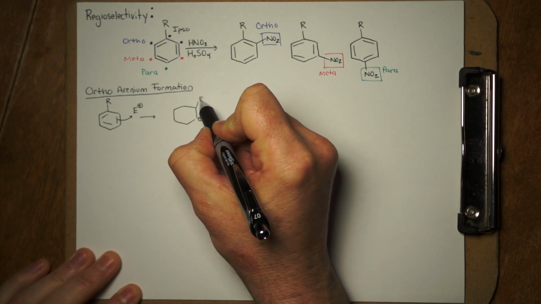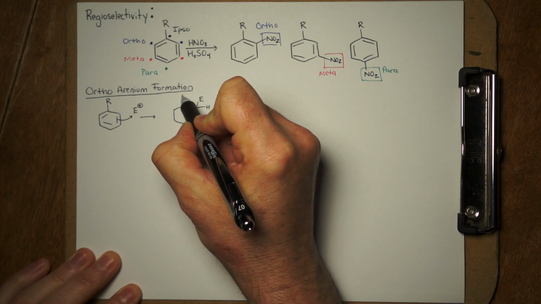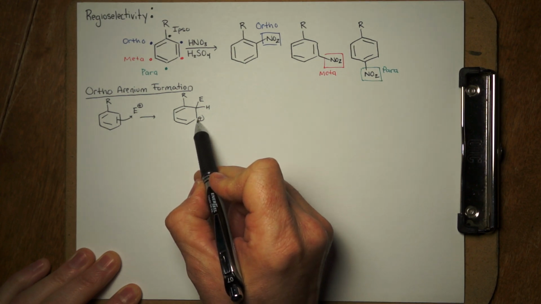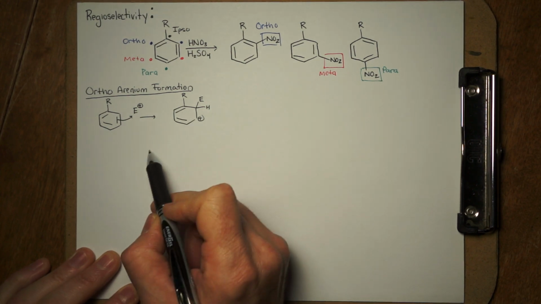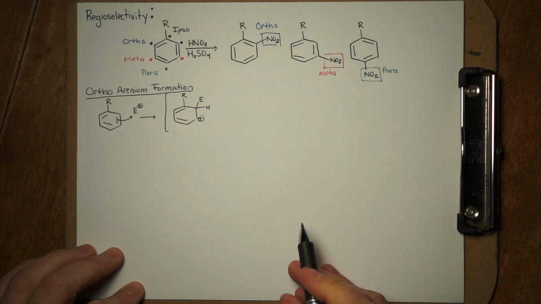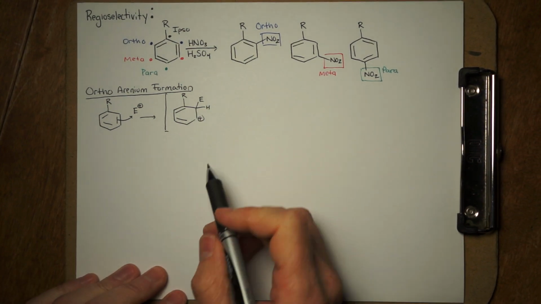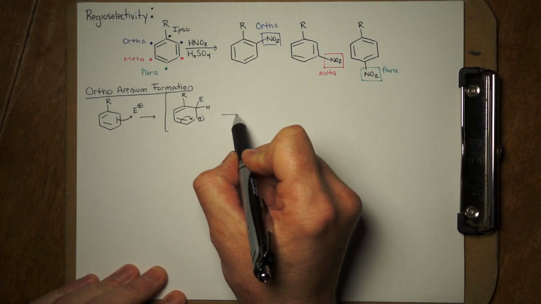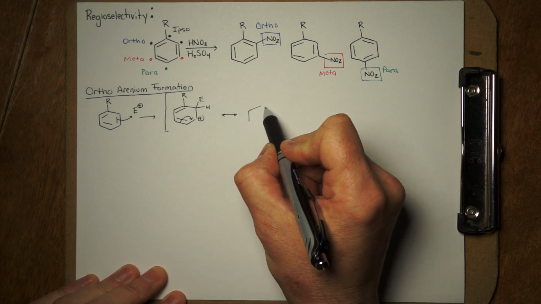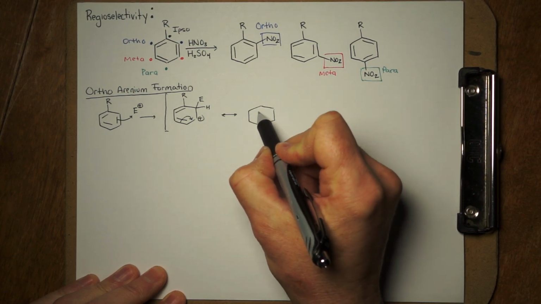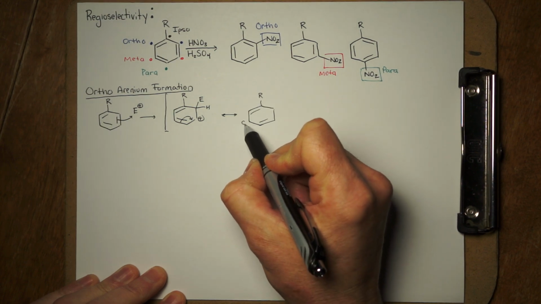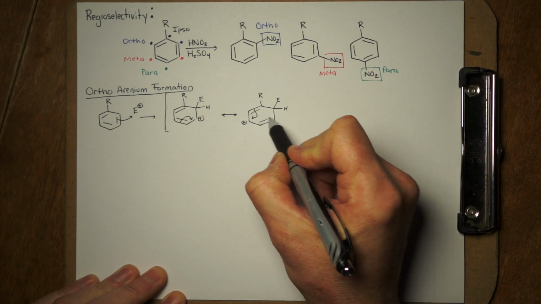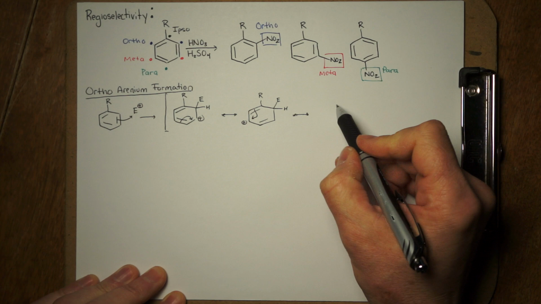So substitution in the ortho position relative to the R group. And you can see the charge forms in the meta position relative to the R group. Now realize that this Arenium ion exists as a combination of 3 resonance structures. So this is one resonance structure. We can push these pi electrons around to form a second resonance structure. And then we can push them further to form our third resonance structure.